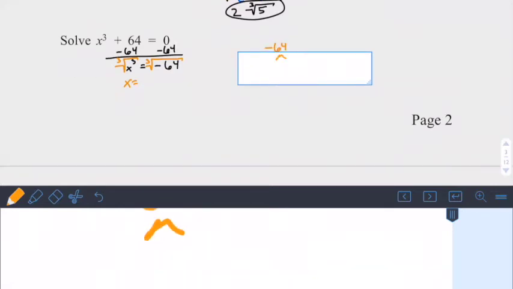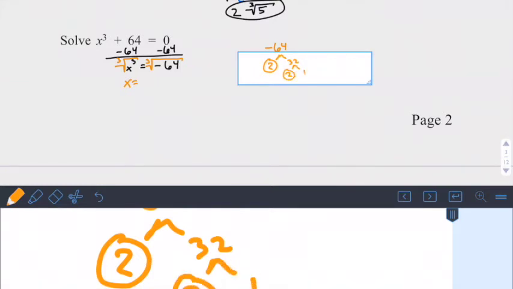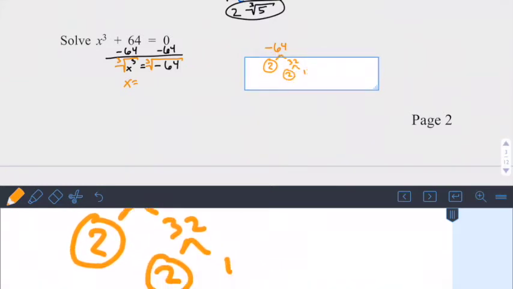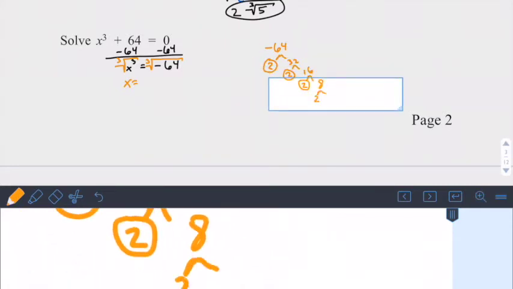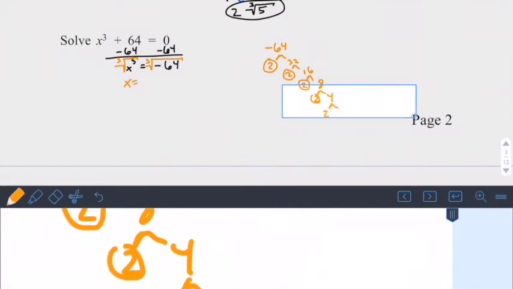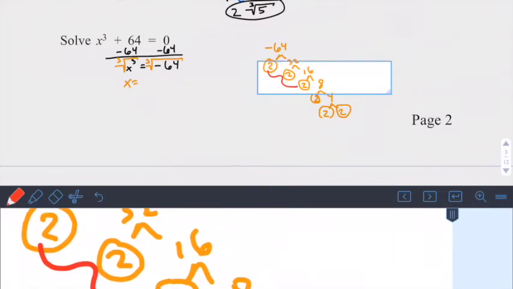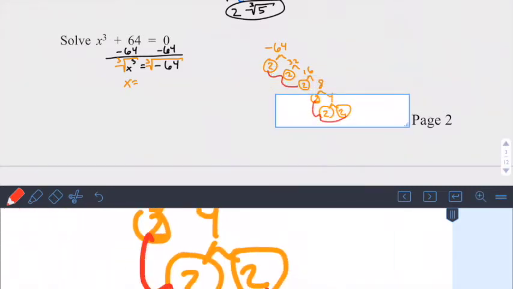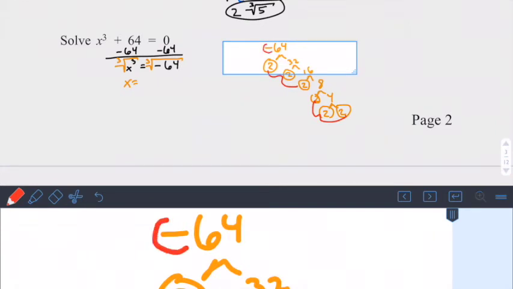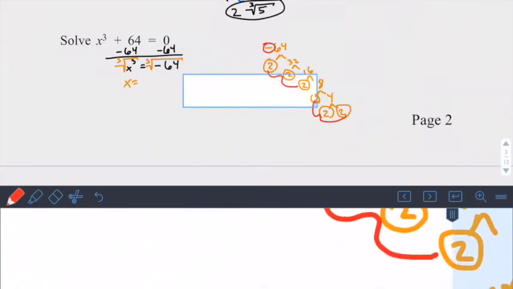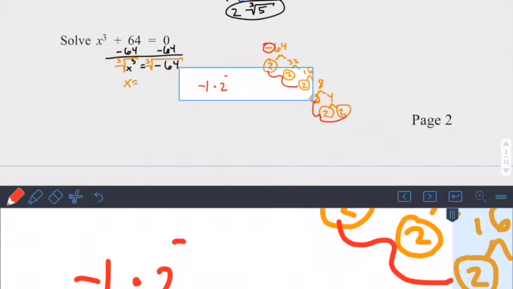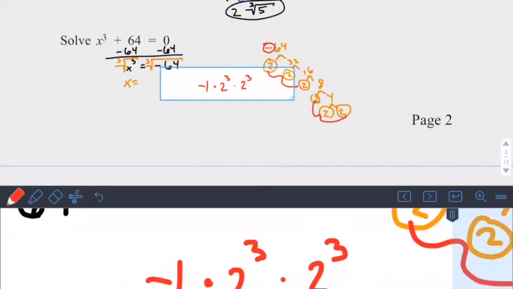64 breaks into 2 and 32, 2 and 16, 2 and 8, 2 and 4, 2 and 2. Well, here's a triple, and here's a triple with no leftover, and I have a negative. So I'm going to call this negative 1 times 2 cubed times 2 cubed, and I want the cube root of everything.